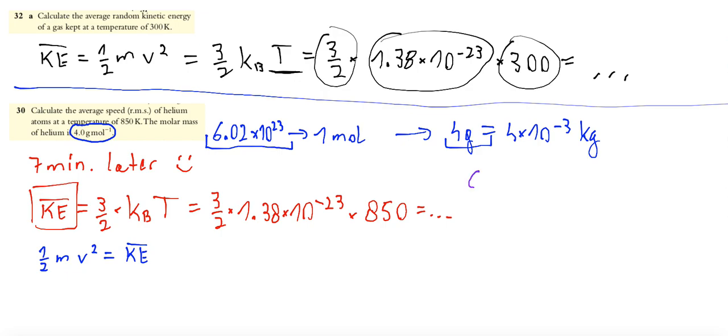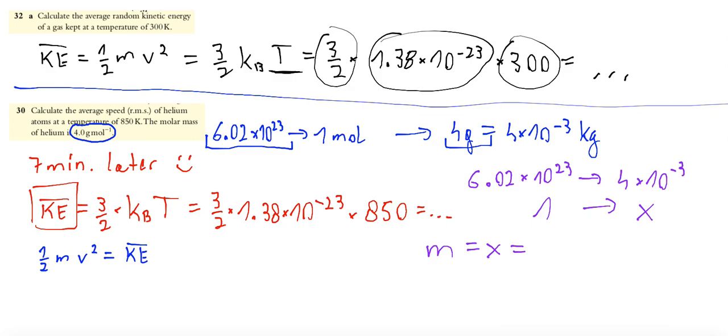That 6.02 times 10 to the power of 23 molecules has a mass of 4 times 10 to the power of minus 3 kilograms. So one molecule has a mass of x. Use a simple proportion to find x. x will be the mass of one molecule. So it will be 4 times 10 to the power of minus 3 divided by 6.02 times 10 to the power of 23, and the result will be in kilograms.